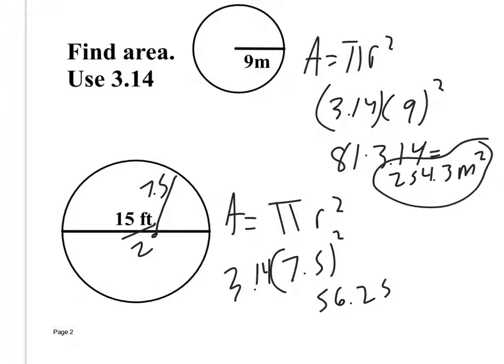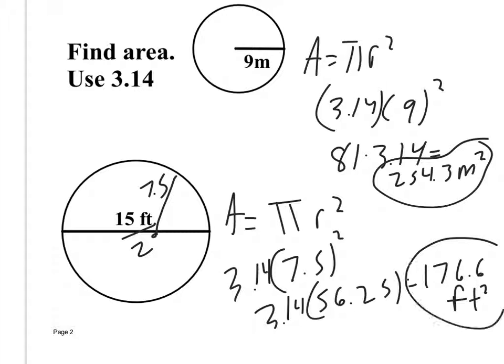56.25. You never round until the end, until the last thing. So we take 56.25, I times it with 3.14, and I get 176.6. It's a square unit, so it's feet squared.